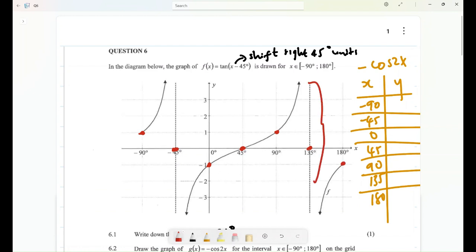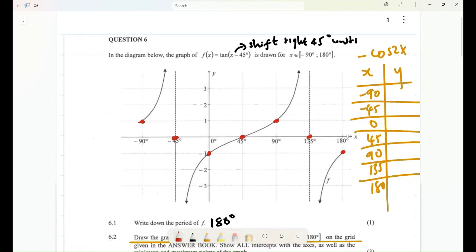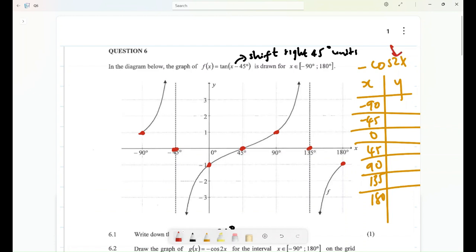This asymptote is for the drawn graph already, not the graph that we are supposed to draw. Now, how can I join that? Since it has a negative sign, I'm expecting something like this. But remember the period is no longer 360, it is 180, because now this is 2x. I'm going to say the normal period divided by the period factor, which is 2.